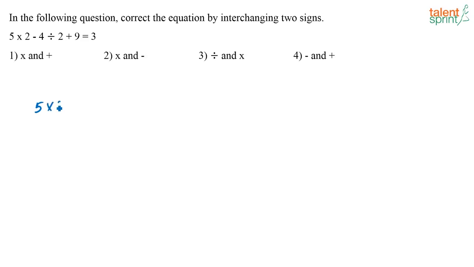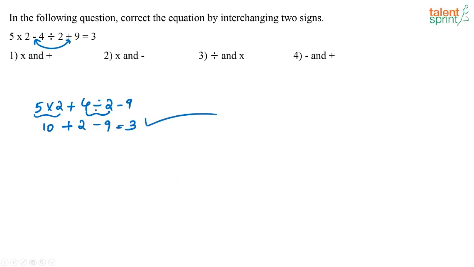I will have 5 into 2, so this minus and plus I am going to interchange. So 5 into 2 plus 4 divided by 2 minus 9. Right. 5 2s are 10. 10 plus 4 by 2 is 2, minus 9. That is 12 minus 9, which is equal to 3. So the equation is becoming correct. You have to do the multiplications and the division first using BODMAS rule. So the correct answer here is option 4, minus and plus.